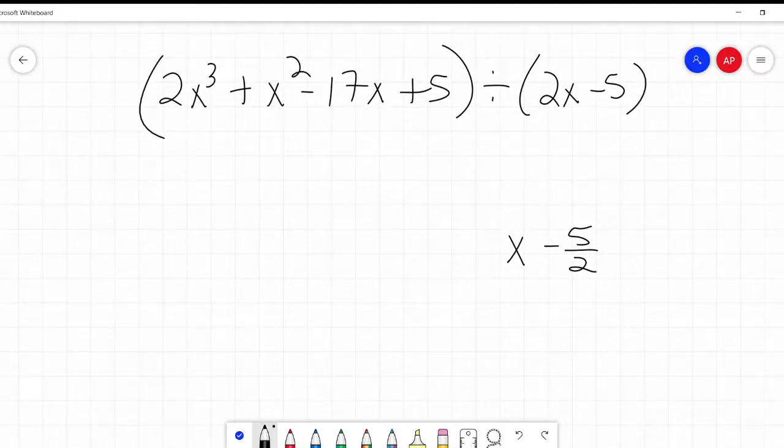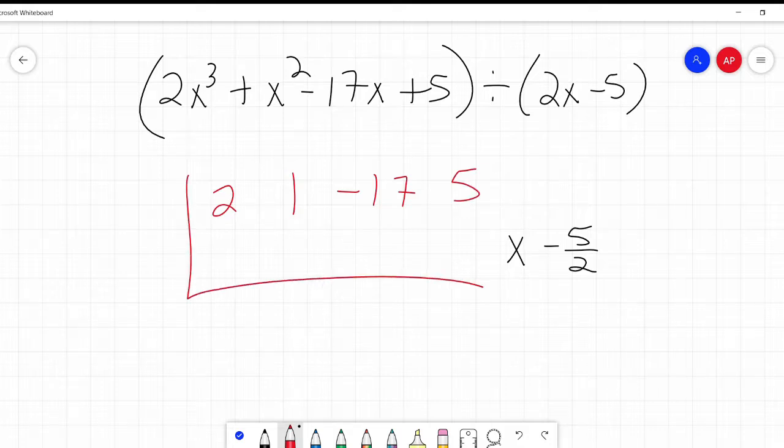And then you go through the same process that you did before. You write down your coefficients. Here we have a 2x cubed. For x squared we have 1. For x we have negative 17. For the constant we have 5. And we write the opposite, 5 halves. Just put that over here, x minus 5 halves. Okay, so I do my same steps.